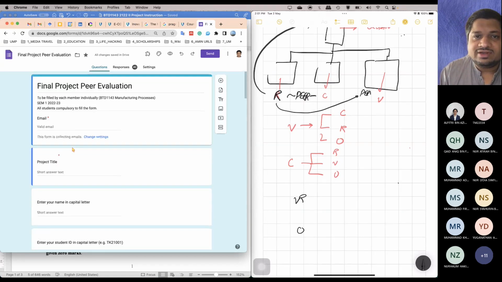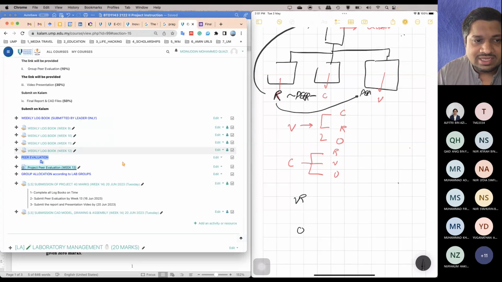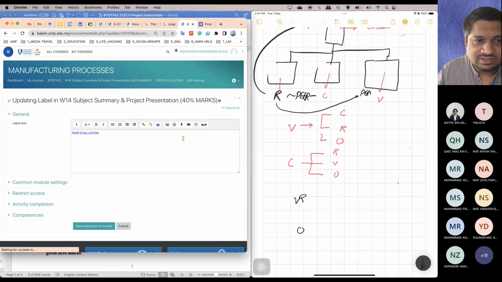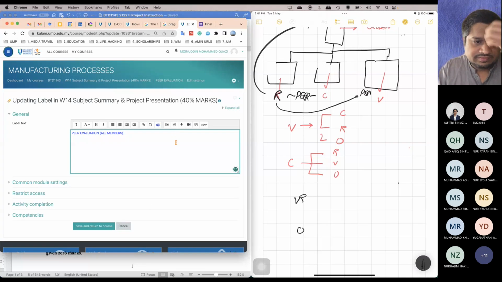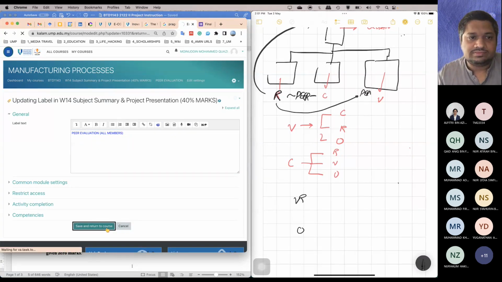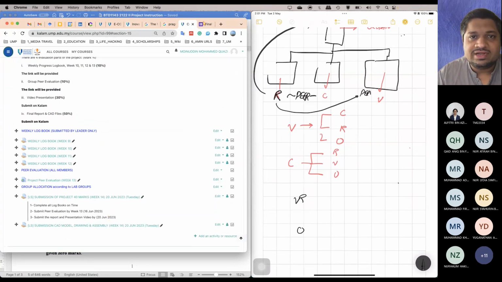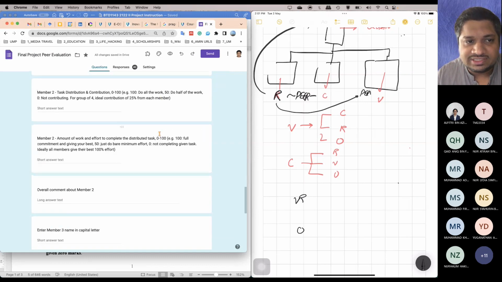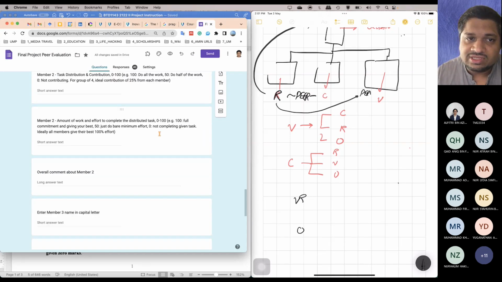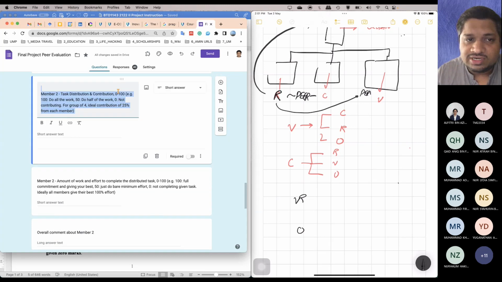This form has to be filled by all the members, all the students. So I will go back and I will write here peer evaluation, not by leader, but all members. So you have to evaluate and give marks to your friends. They are not your friends, but now they are your peers. From 0 to 100, you have to give them marks.